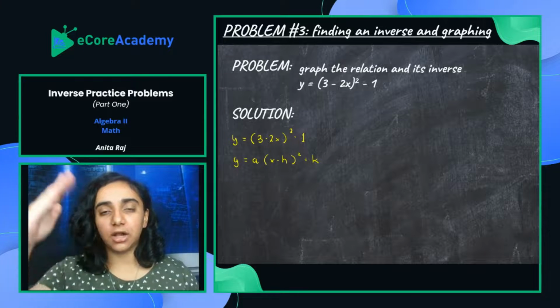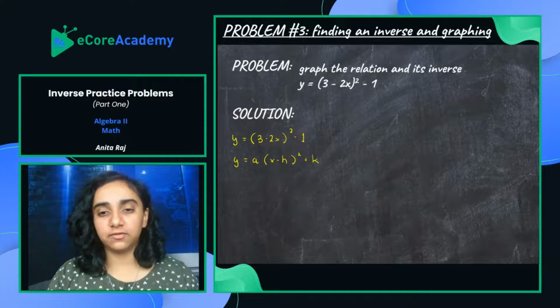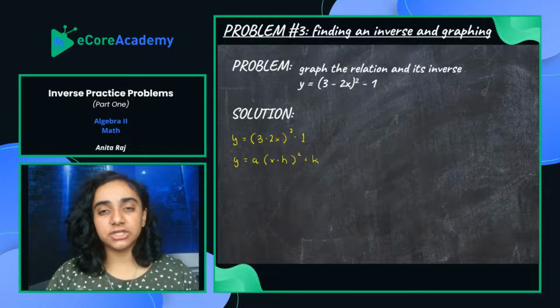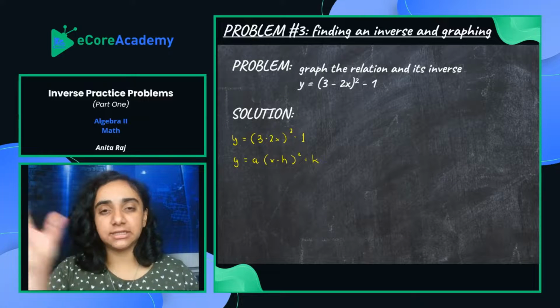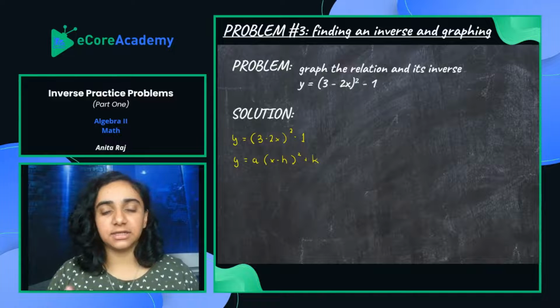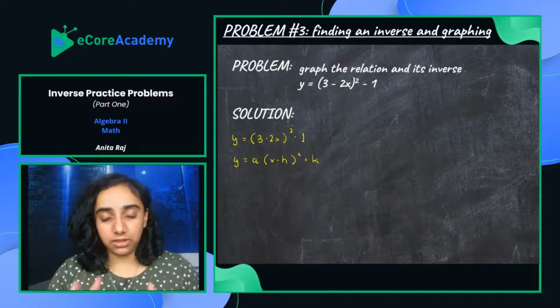Usually we translated it up or down from the origin if k was not equal to 0, because the parent parabola's vertex is at the origin (0, 0). So h and k pretty much determine how we're translating that parent parabola, and then a would determine, are we stretching it, are we compressing it. So those are the things I want you to keep in mind.